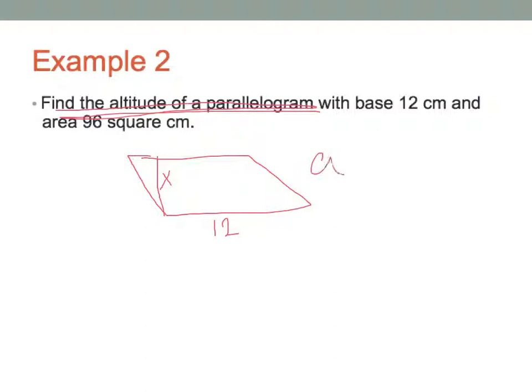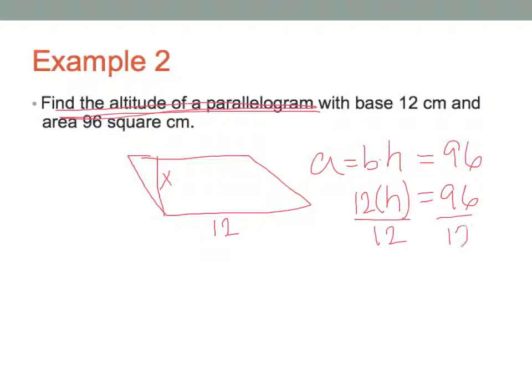And the area, which is base times height, is equal to 96. My base is 12. I don't know my height, but I could solve for it. Let's divide both sides by 12, and I get height equals 8 centimeters. And there we go, that's my altitude.